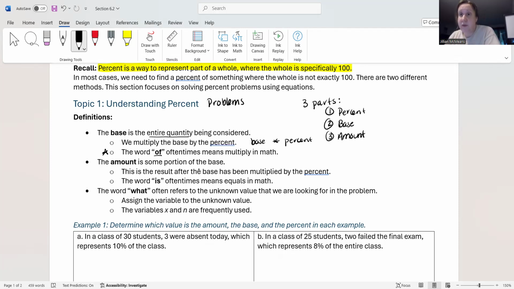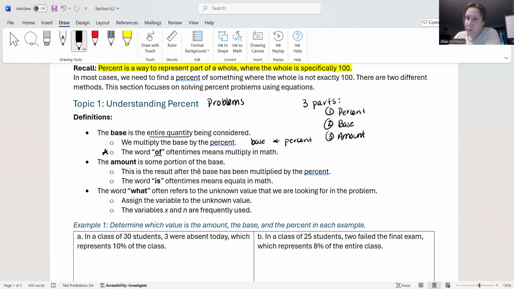Now, next up, we have the amount. The amount is some portion of the base, okay? So this ends up being the result after the base has been multiplied by the percent, okay? So we take the base, we multiply it by the percent, and that's going to equal the amount, okay?